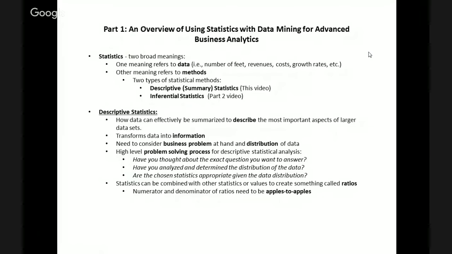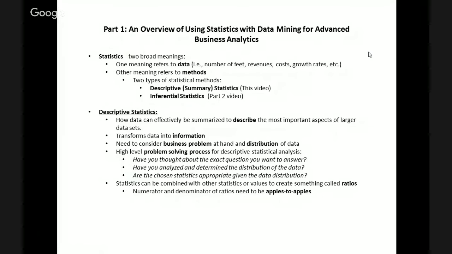Anyway, getting back to statistics, what I want to discuss are first the two broad meanings of statistics. The first one refers to data, and what that really means is a value. So it could be number of feet, revenues, growth rates, costs, percentages, number of clicks on a website, et cetera. And the second meaning refers to methods. From a statistical standpoint, there are two different types of methods. We have descriptive statistics, also known as summary statistics, and a second method called inferential statistics. In this video, as I said, we're going to focus on the first one, descriptive statistics, and in the second video, I'll focus on inferential.